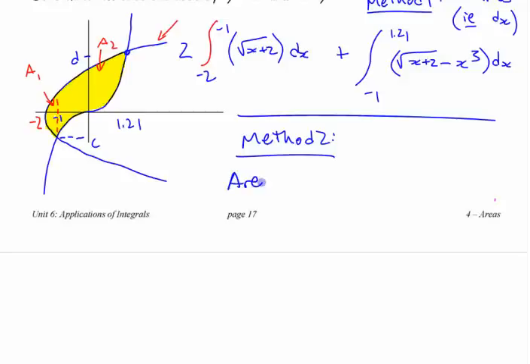You can do the area all at once then, because it's the difference between the same two functions the whole way here. If you look at it this way, it's the difference between the same two things the entire way. You don't have to split it into two pieces.